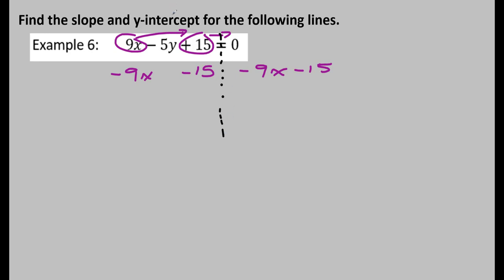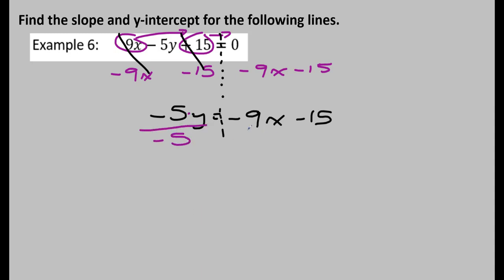So I'm left with, these guys cancel out, so I'm left with negative 5y. And then 0 minus all this is just that, so I'll rewrite that. And then how do I get rid of the negative 5? The inverse of that would be division, because it's multiplying right now. So the opposite is dividing by negative 5. Divide by negative 5.